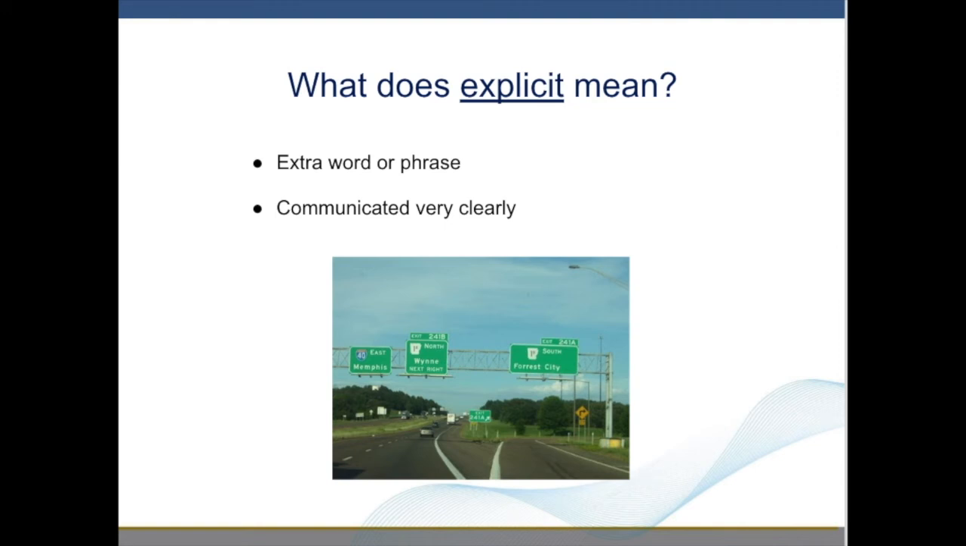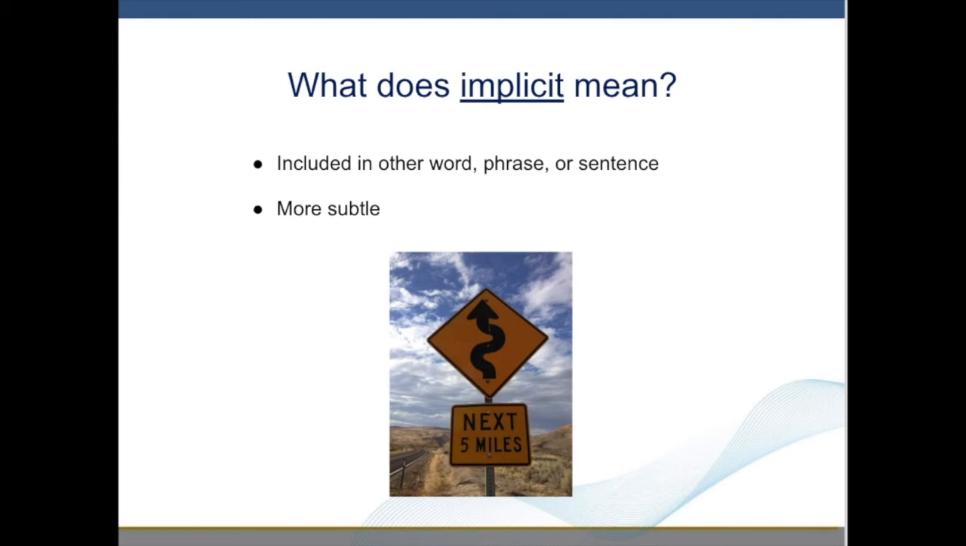What does explicit mean? An explicit transition is an extra word or phrase whose only purpose is the transition. Explicit transitions are communicated very clearly by the writer, like telling the driver which exit number to take and how far away it is. What does implicit mean? An implicit transition is there, but hard to see because it is included in another word, phrase, or sentence. Implicit transitions are more subtle, like telling the driver to continue on the same highway.